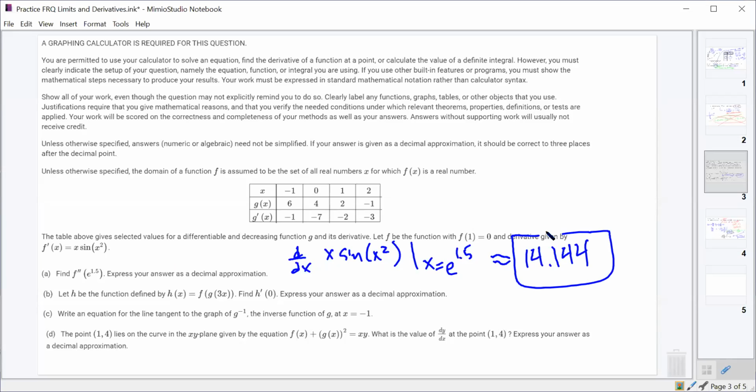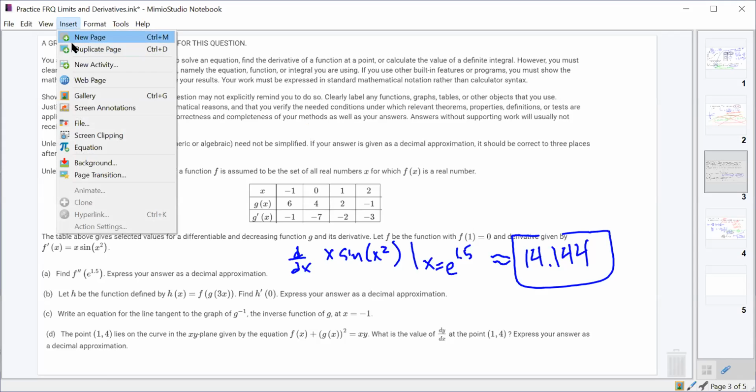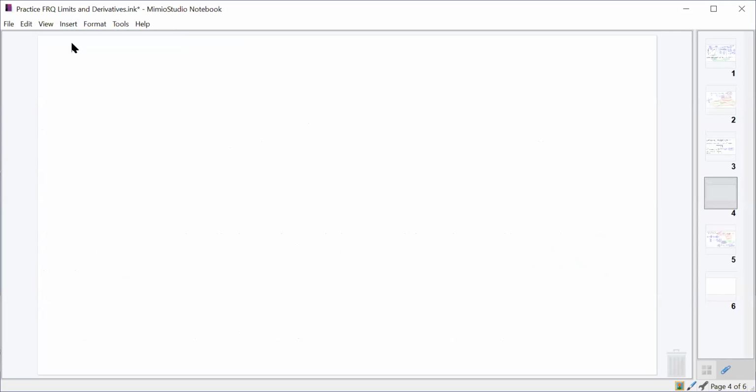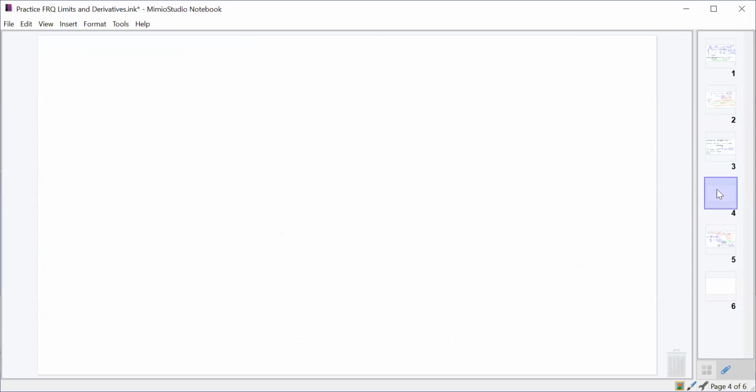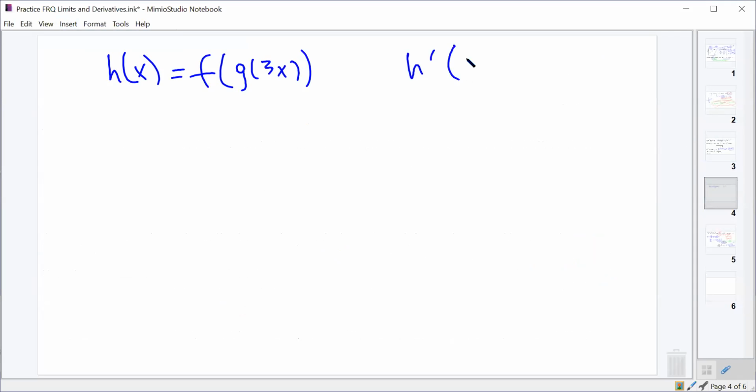Any questions on part A? All right, so for part B, we're looking at a new function, h. h is defined as f of g of 3x. So h of x is f of g of 3x, and we want to find h prime of 0. So we're looking for the derivative of this function, f of g of 3x.